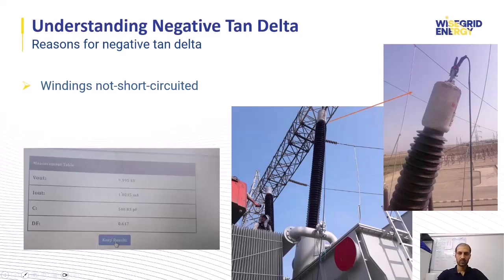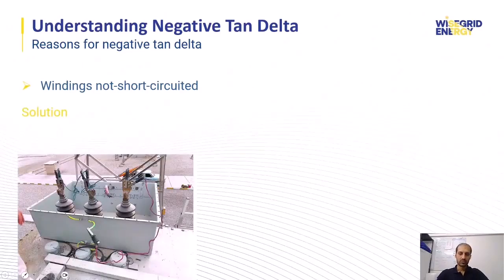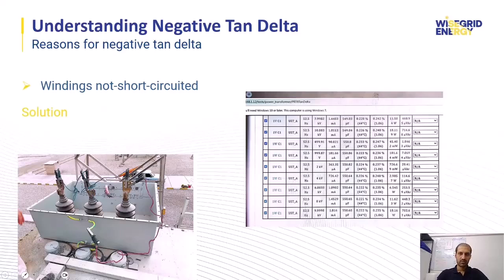The measurement showed a tan delta of 0.61%, which is a really high value for a new bushing. But after short-circuiting the transformer windings, the measured tan delta dropped to 0.24%, which is about 2.5 times lower than the previous measurement. This demonstrates that if the bushing is tested without properly short-circuiting the transformer, the resulting tan delta may be significantly high or even negative.